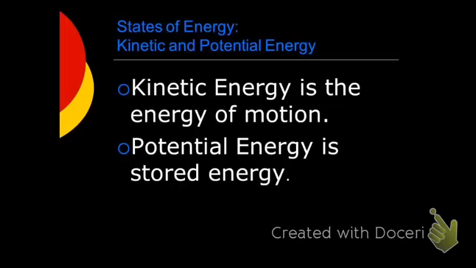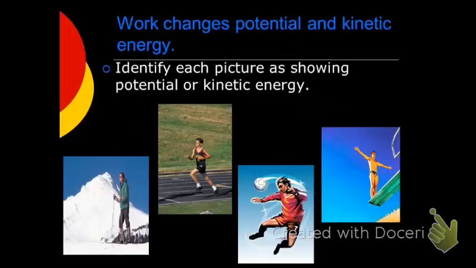Lily, your turn. Work changes potential kinetic energy by each picture shown. Just like on your paper. So the first picture is showing a skier at the top of a hill. What kind of energy, Aiden, does that skier have? Good. The next picture shows a runner. Jesse, you like to run, right? What kind of energy does a runner have?